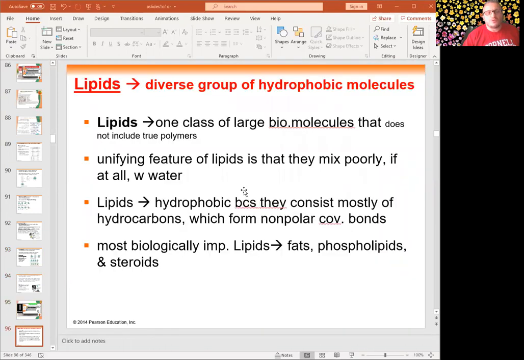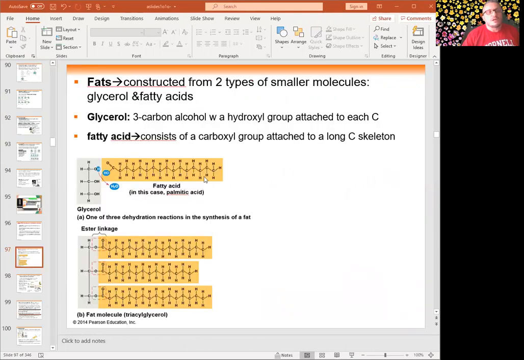So our second group is lipids, which is a large group of hydrophobic molecules that are not really true polymers. They are made of smaller pieces, but they are not true polymers. For example, fats are constructed from two types of molecules, glycerol plus fatty acids. You can see here the glycerol alcohol, which is covalently bonded to three fatty acid tails.